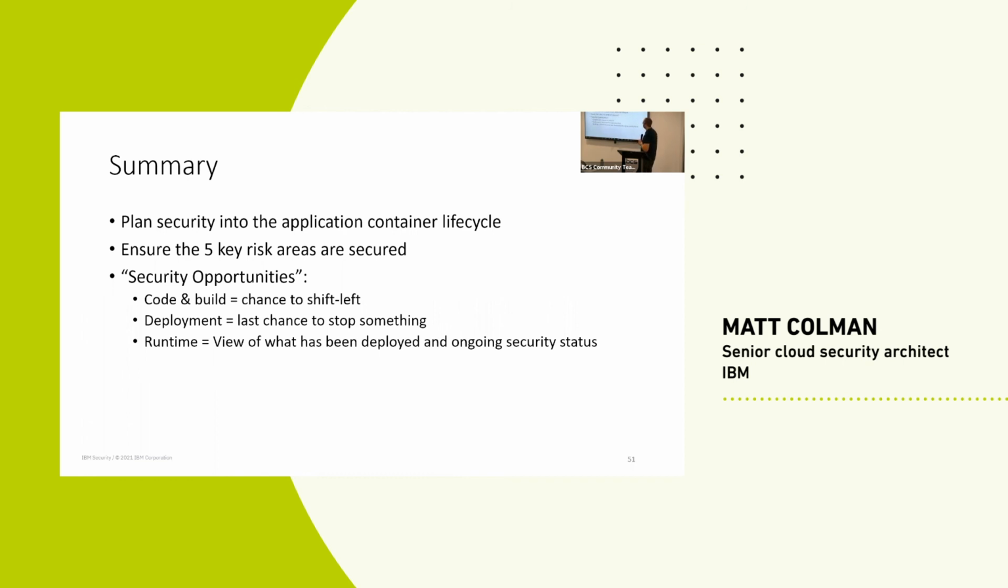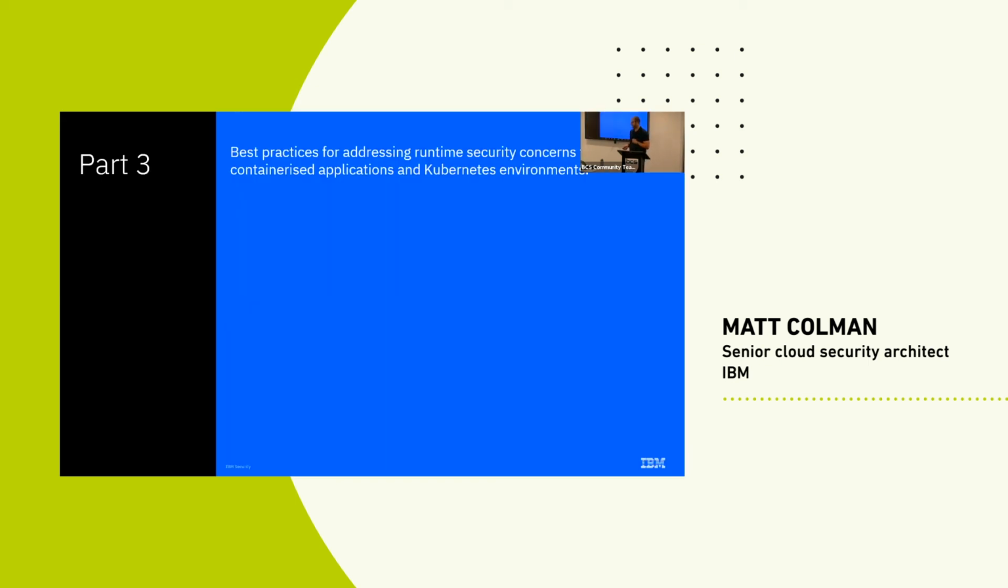So, summary of that section. Plan security in, make sure you've got those 5 areas covered that I mentioned earlier. So the image, the registry, the orchestration, the host, the containers. Shift left as much as you can, give those developers a chance to look really good. Deployment, last chance to stop things, but you've also got the runtime element as well. You've got to know what's going on in the ongoing security state of your cluster.